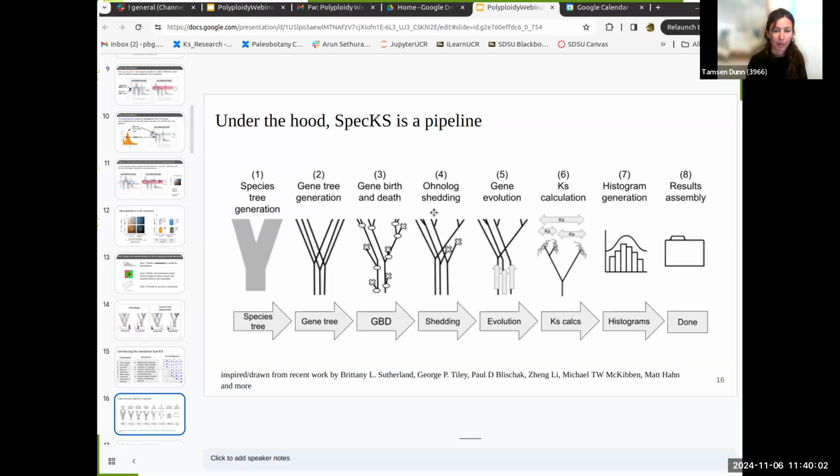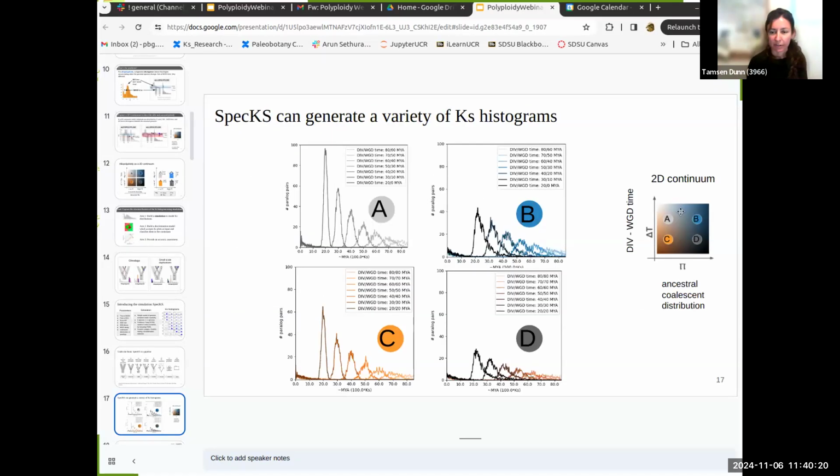And that's important. You don't want to get that confused with the parental diversification time. Right, then we evolve the genes along those gene tree topologies using Evolver and do a KS calculation, and that's all done by PAML. Then you can generate the histograms. So this is what this looks like.